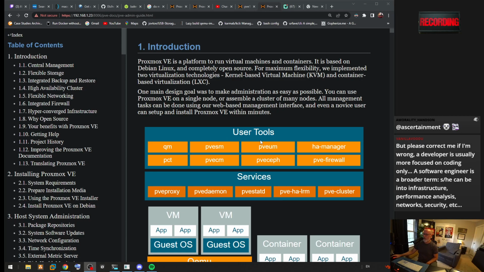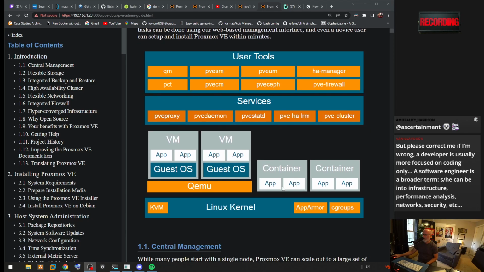So there's a diagram here of user tools, and there's some boxes at the top: QM, PVE-SM, PVE-UM, HA Manager, high availability, I imagine, PCT, PVE-CM, PVE-CEF, PVE-Firewall, and then there's a blue box, Services, with five boxes in it: PVE Proxy, PVE Daemon, PVE StatD, PVE HA LRM, and PVE Cluster. And then we have some other architectural pictures.